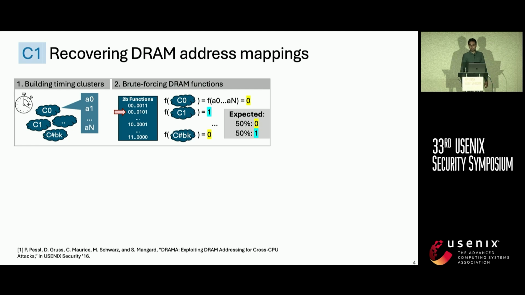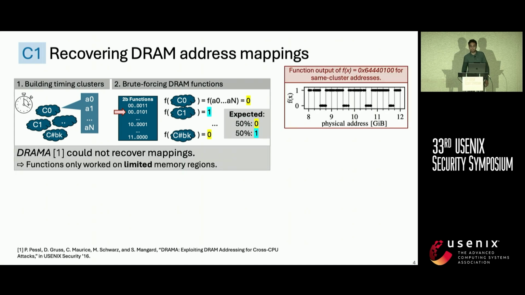However, with this DRAMA approach, we were not able to recover the correct mappings. We found mappings that only worked on limited memory regions. So we tried to extend the clusters that we built in step 1 and used a larger memory range. Then we applied the function to all addresses of the same cluster, and what we found is that the distribution between function values 1 and 0 is unequal. We had the hypothesis that maybe there's some nonlinearity, and we have to subtract some offset from the addresses before we can recover the functions.